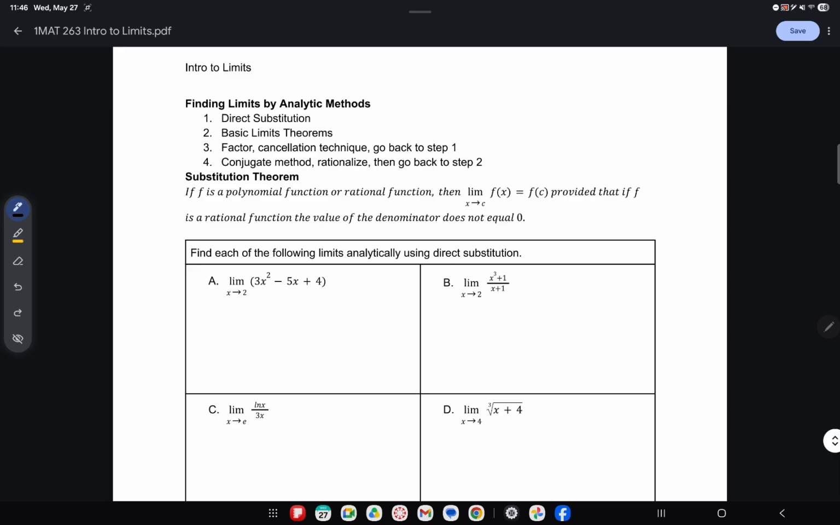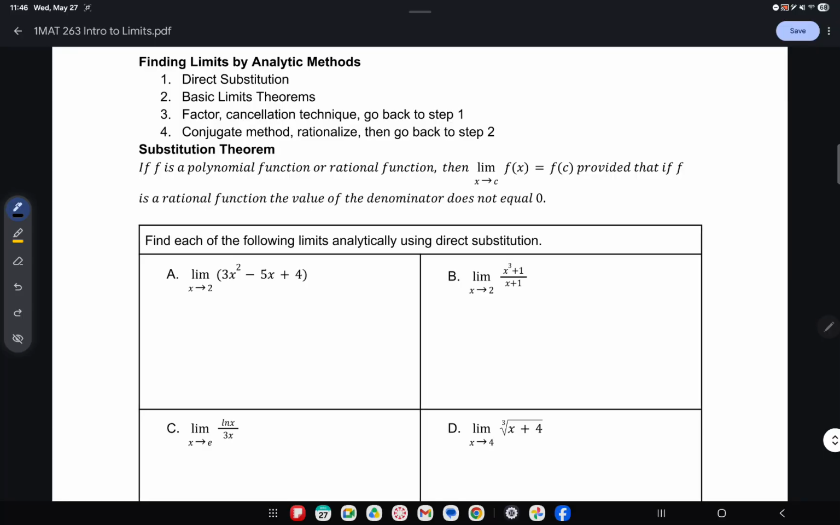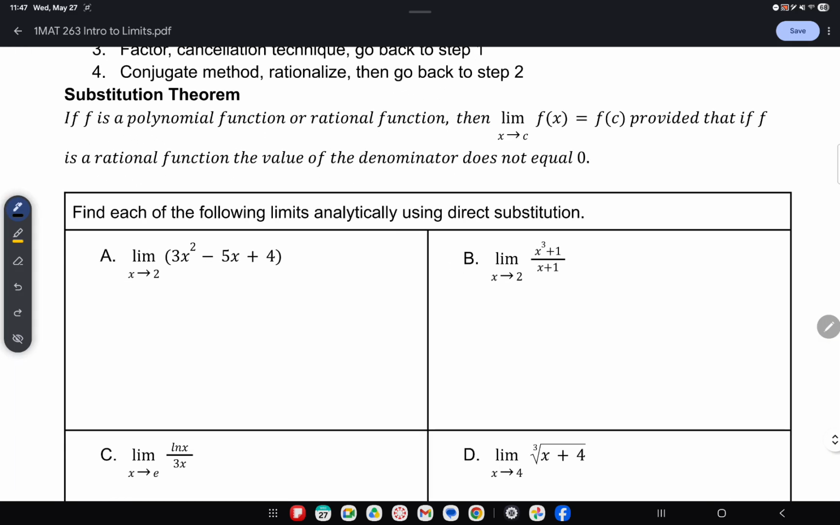We might try to rationalize. So let's see. If f is a polynomial function or a rational function, then the limit as x approaches c for f of x is f of c, provided that if f is a rational function, the value of the denominator does not equal 0. So this first one here in part A, we have the limit as x approaches 2 of a quadratic. It's a polynomial, it's continuous everywhere, so the direct substitution should work.